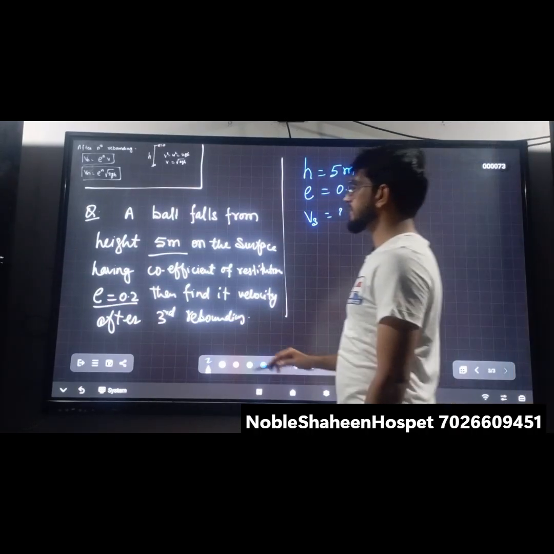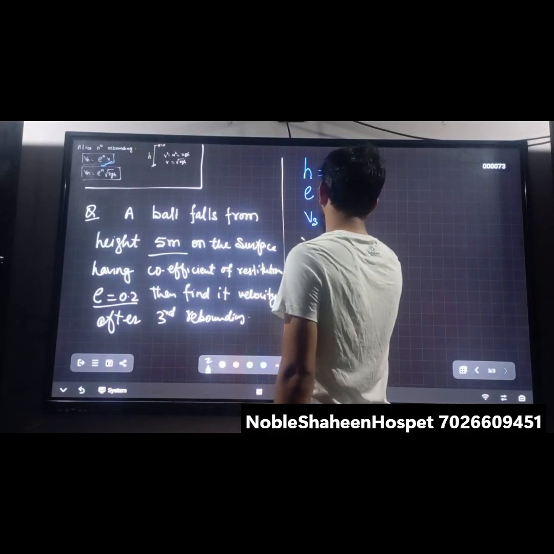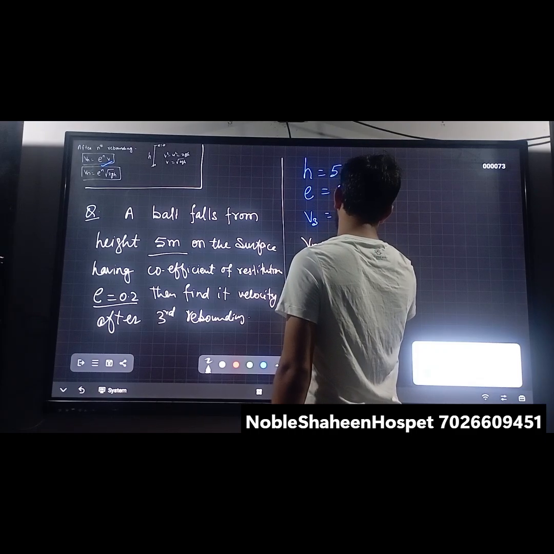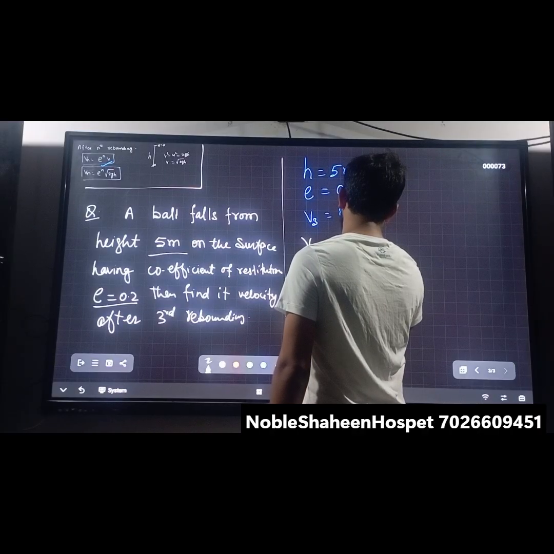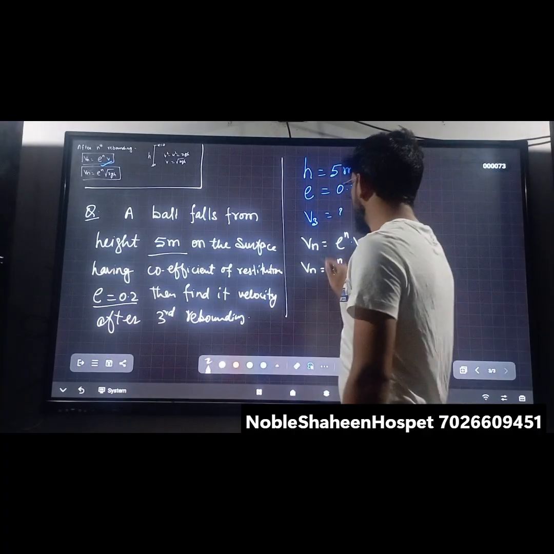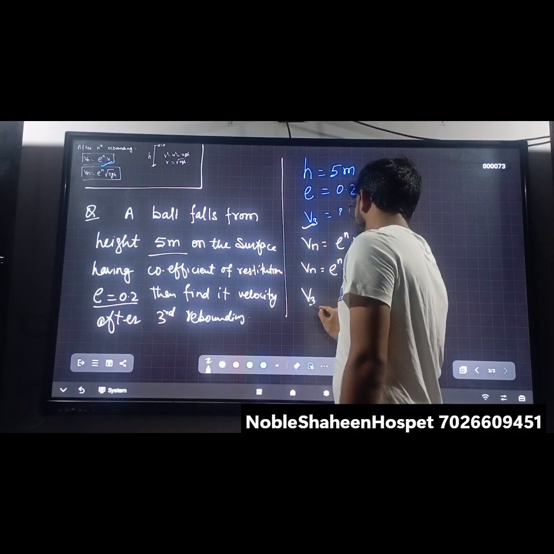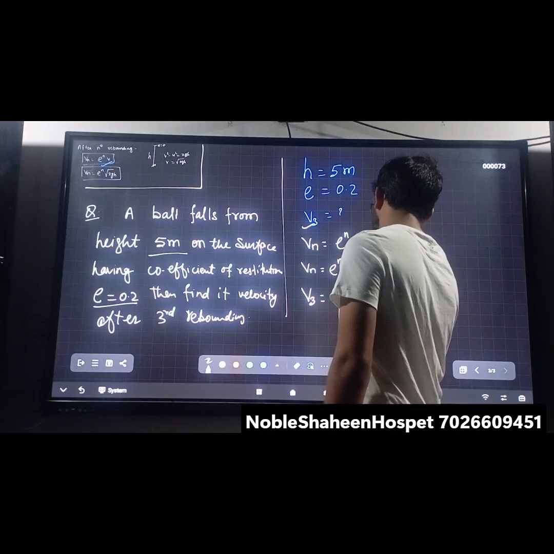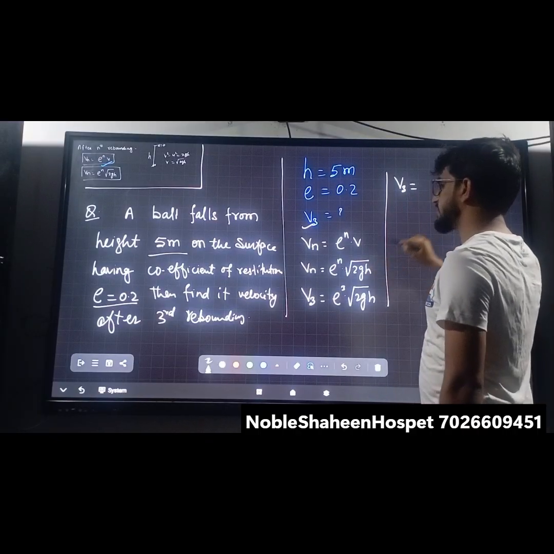So we have the formula that vn is equal to e to the power n into v, or we can say vn is equal to e to the power n under root of 2gh. This is our expression. So for v3, the velocity after the third collision, third rebounding, we can say v3 is equal to e to the power 3 under root of 2gh, or we can say after the third rebounding the velocity can be written as e to the power 3.